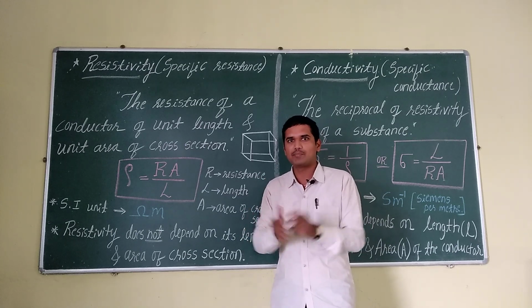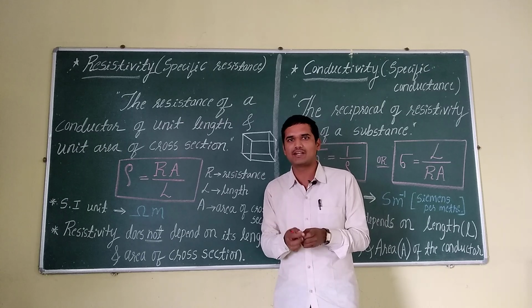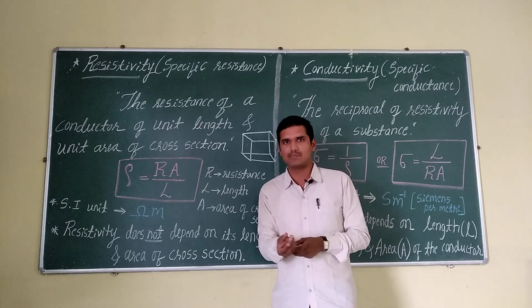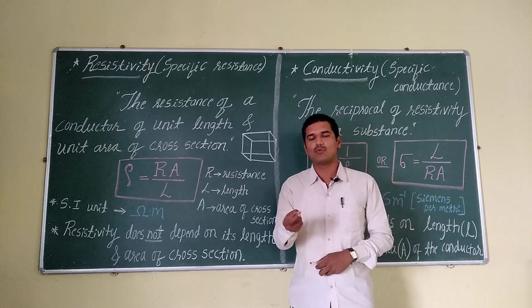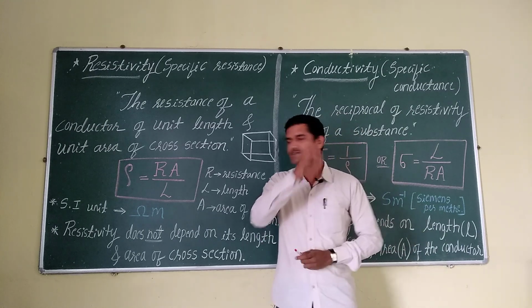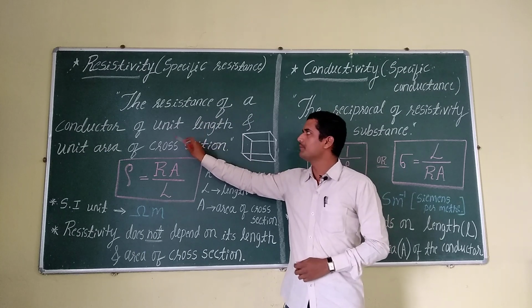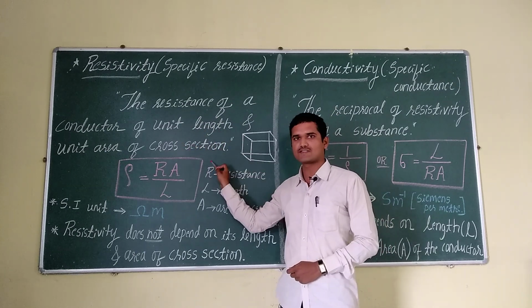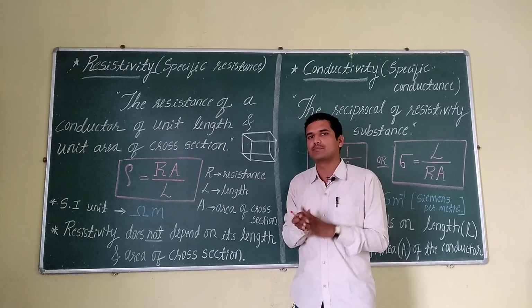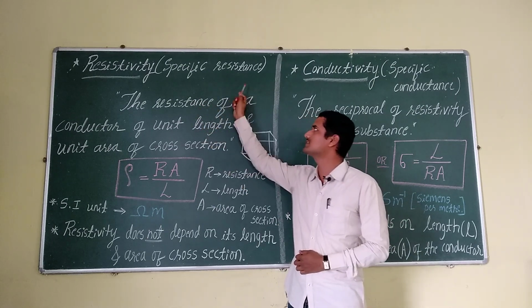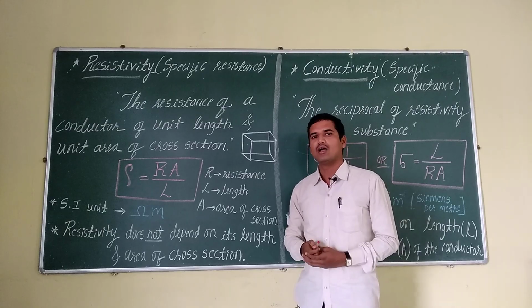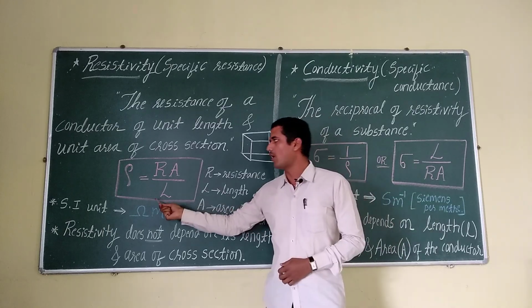No need of taking 1 meter of length, 1 meter of height, or 1 meter of breadth. Imagine you can take 1 centimeter also: 1 centimeter of length, 1 centimeter of breadth, and 1 centimeter of height. The resistance of a conductor of unit length and unit area of cross section, this complete internal imaginary concept, is generally called resistivity, or also specific resistance. And to understand this, I will tell you one formula here.